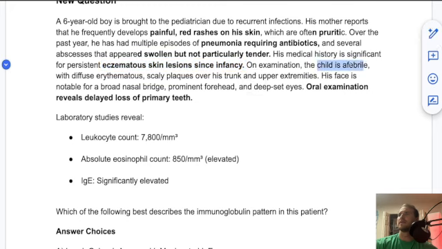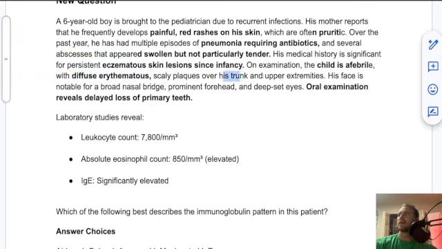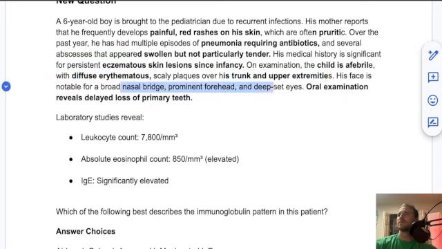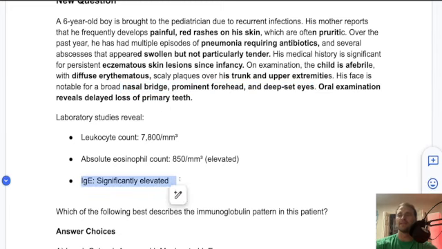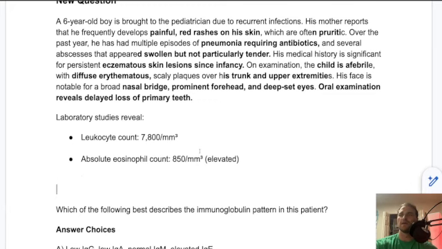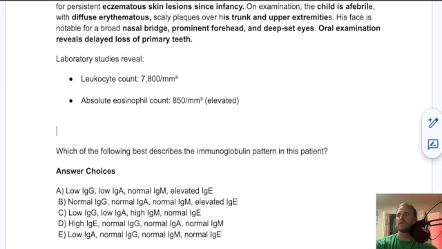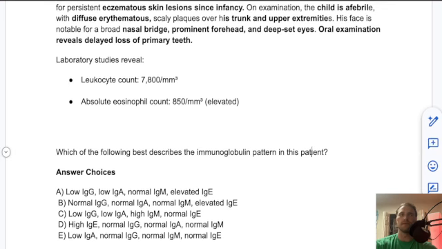The child is not having a fever, with diffuse erythematous scaly rash on his trunk and upper extremities, and a nasal bridge, prominent forehead, deep set eyes. Cool beans, a lot of stuff here. And they even tell us IgE is elevated. Let's just look here. Which of these best describes this pattern? So you know the IgE is elevated. Good job. So you're probably thinking the answer is D.